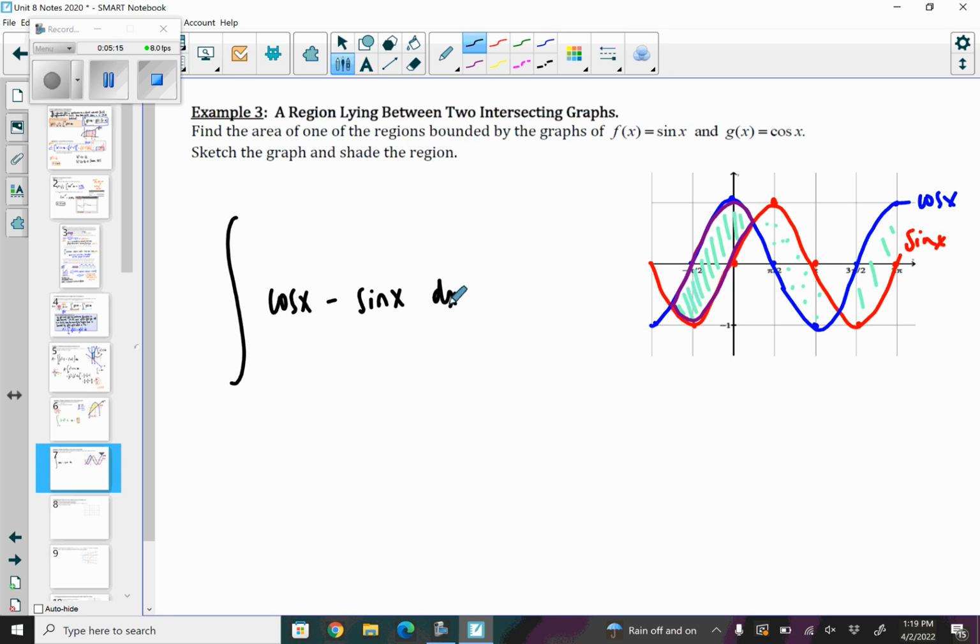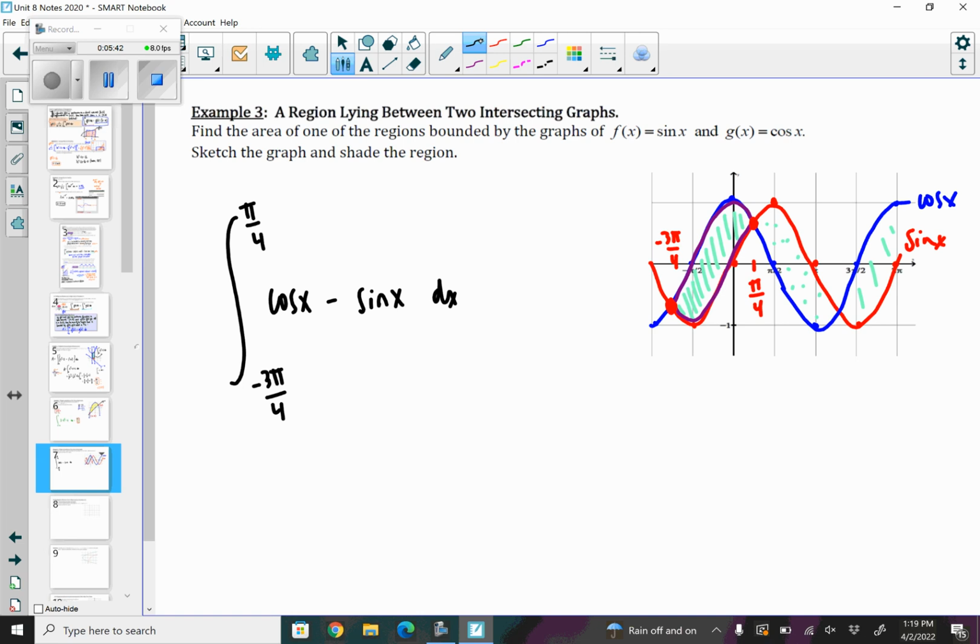But what are my bounds? We can look at our graph. I see they intersect here and here. Between 0 and pi over 2 would be pi over 4. And between negative pi over 2 right there and negative pi, this would be negative 3 pi over 4. So from negative 3 pi over 4 to positive pi over 4.